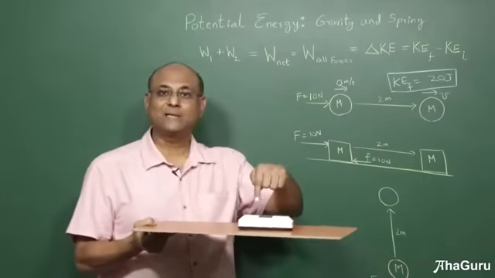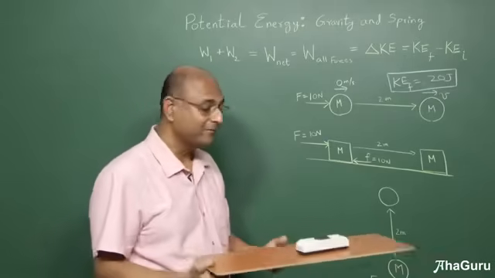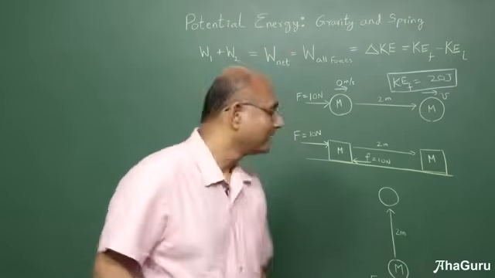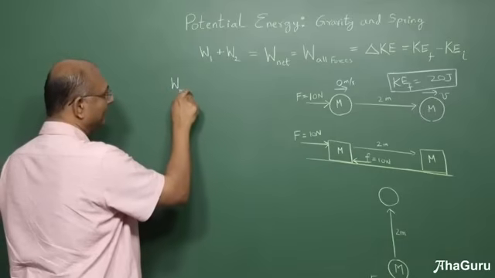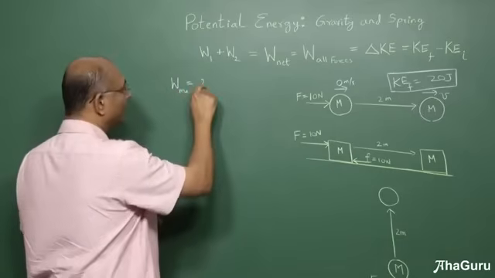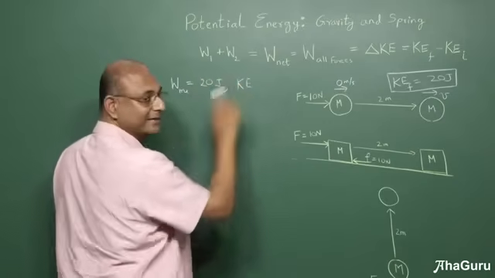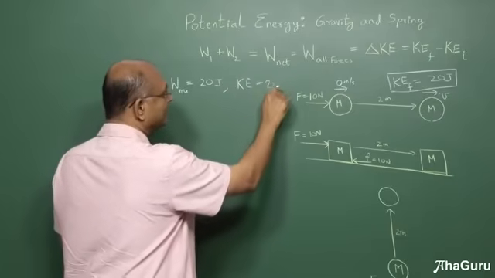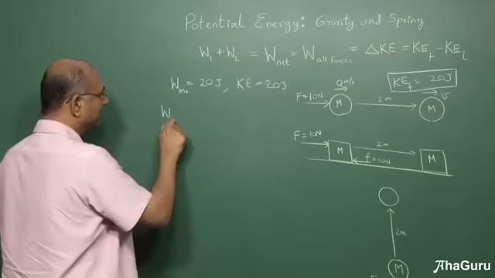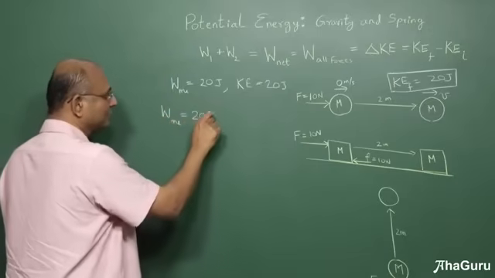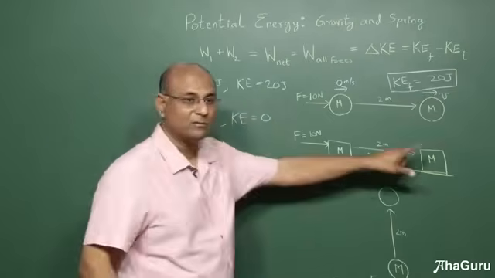What is the kinetic energy of this object? 0. You can see it's not moving. Hey, what happened to the energy that I gave? In the first case, work done by me is 20 joules, and the kinetic energy of the object is 20 joules. So this went there. Second case, work done by me is 20 joules, kinetic energy of the object, 0.